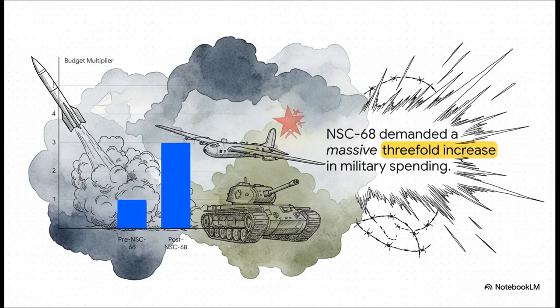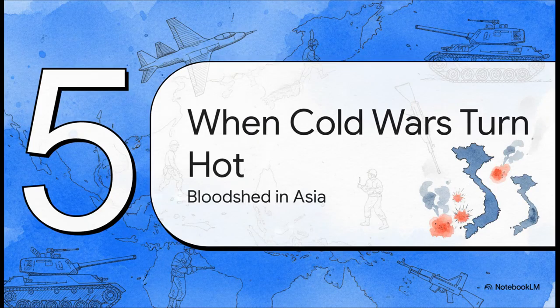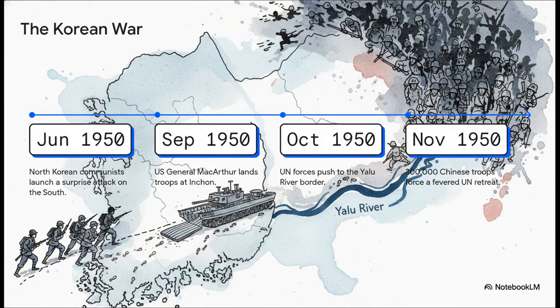3 times. This was containment fully shifting into overdrive, which sets the perfect stage for our final act, when Cold Wars turn hot. Because as we're about to see, this massive militarization meant the conflict wasn't actually cold for the millions of people living in Asia. Almost the second NSC-68 was signed, the policy got put to the ultimate test. The UN had already divided the Korean peninsula back in 1948.